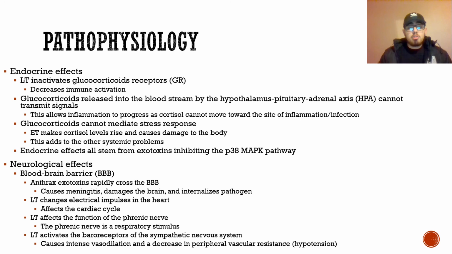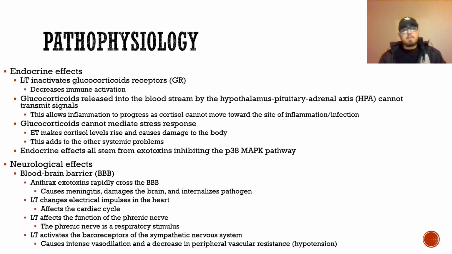Now, for neurological effects, this is mainly going to happen in the blood-brain barrier. So anthrax exotoxins will rapidly cross the blood-brain barrier, which is the cause of meningitis, damage to the brain, and the internalization of the pathogen, or the pathogen of anthrax. Lethal toxin changes electrical impulses in the heart, and this affects the cardiac cycle, such as its contractile rhythms and its relaxation rhythms.